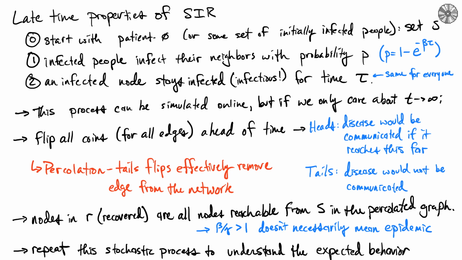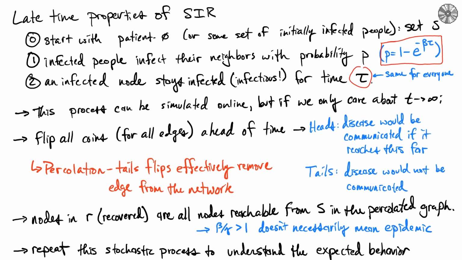And again, in this case, because people recover, we're going to say that the nodes stay infected, or importantly infectious, for a specific amount of time, and that amount of time is tau. And we'll just say that that's going to be the same for everyone. So that expected recovery rate is going to be the same for everyone. And if we know that amount of time, then we can back calculate the probability that a node that becomes infected would infect their neighbors.